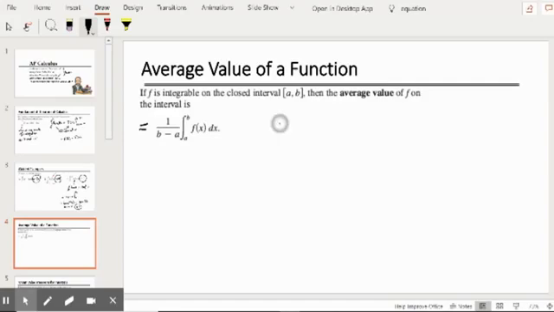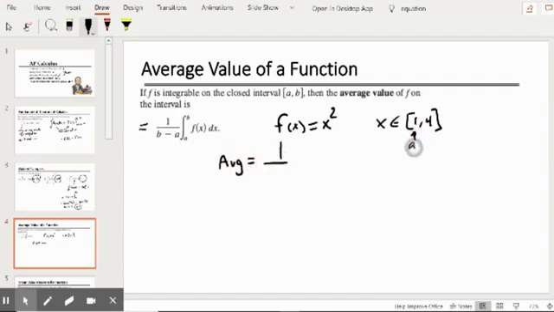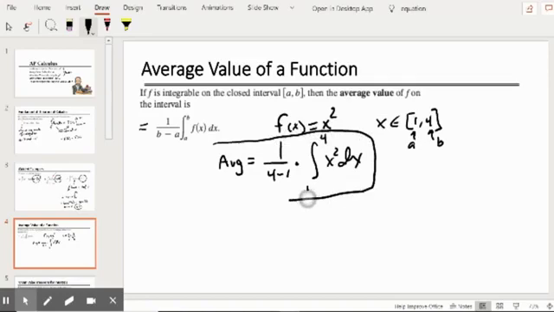If we were to examine a simple function like x squared, where x is on the interval [1, 4], we can find the average value of f. Average is equal to 1 over, this is our a, this is our b, so 4 minus 1, times the integral from 1 to 4 of x squared dx. So we've plugged everything into our formula. Now we can simplify this.